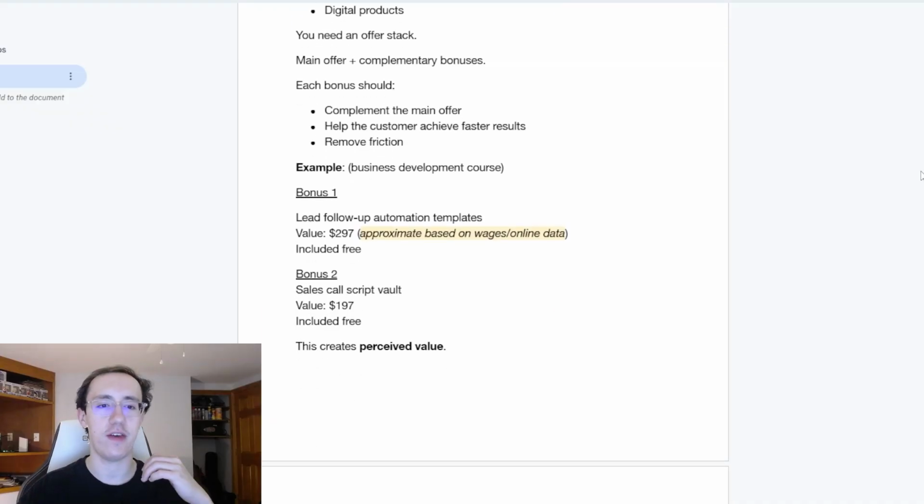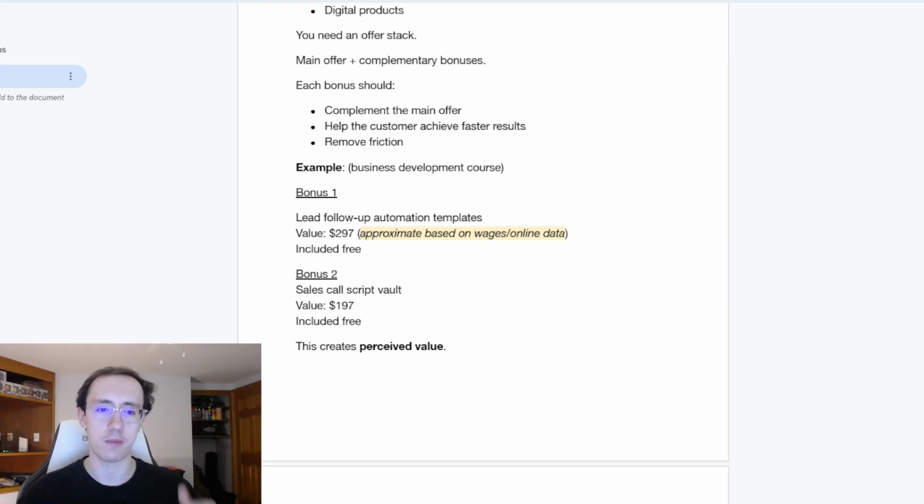So let's say we're selling a business development course. The first bonus could be a lead follow-up automation template. We want to put a dollar value on this bonus. We can approximate that based on wages to complete that bonus and then some other online data you find. And of course, we include that for free as part of their purchase.